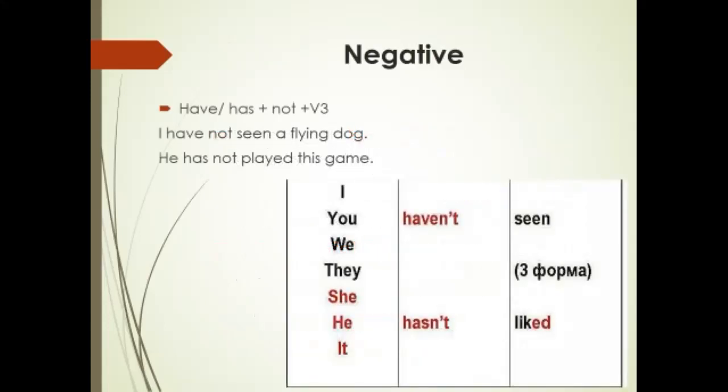Okay, now let's talk about negative sentences in present perfect. You also have to put have or has plus not plus the third form of the verb. For example, I haven't seen a flying dog, but he hasn't played this game.